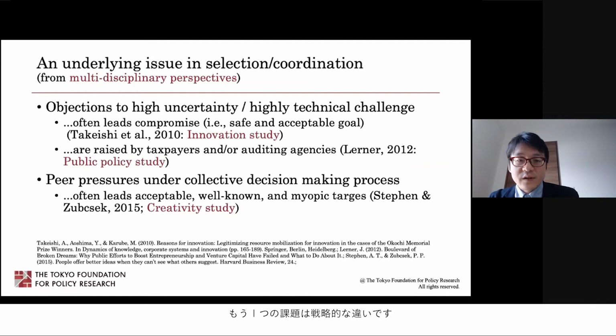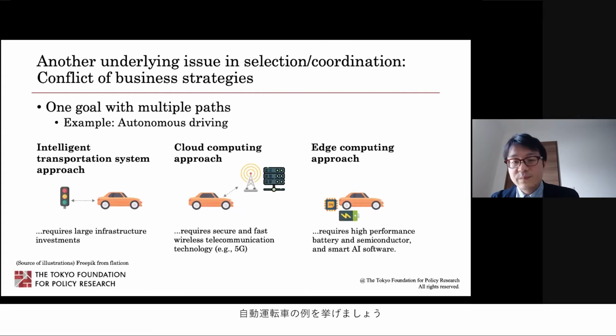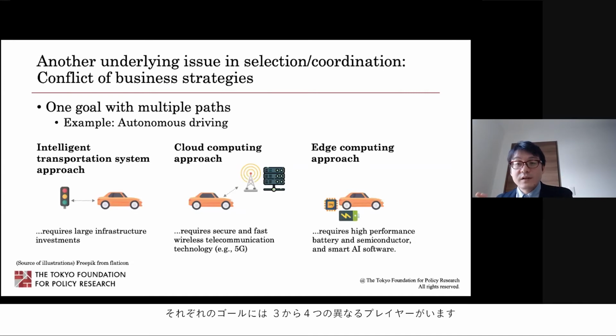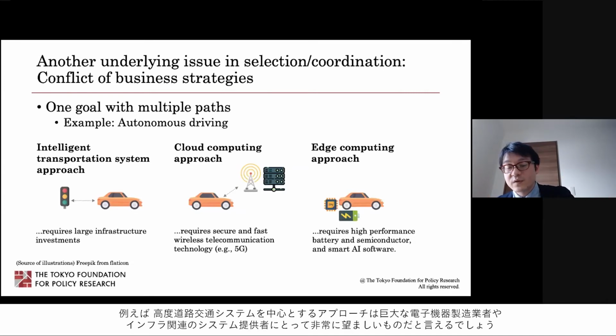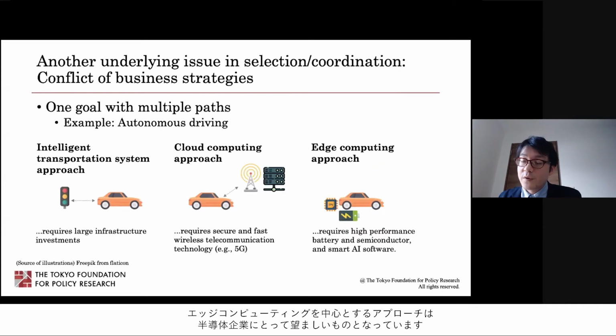Another issue is the strategic differences. Even the industry, which has a very specific goal, has several alternative strategic options. We provide the example of autonomous driving. As you see, even in autonomous driving, there are 3 different strategies to achieve this goal. And the individual strategies are preferable to different players. For example, the intelligent transportation system is very preferable for big electric manufacturing companies, or other infrastructure-related system providers. The cloud computing approach is very favorable for telecommunication companies as well as cloud computing service providers. And edge computing is very good for semiconductor companies.